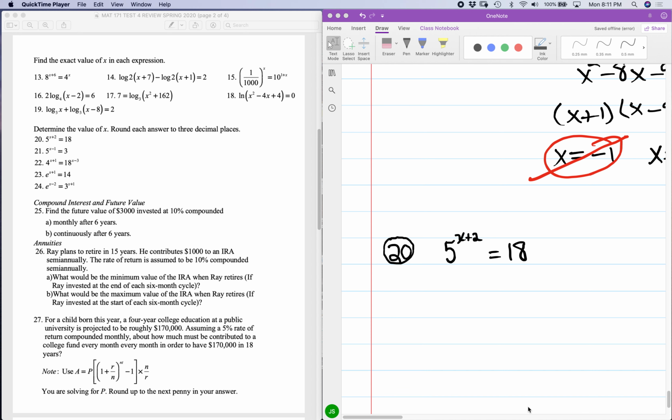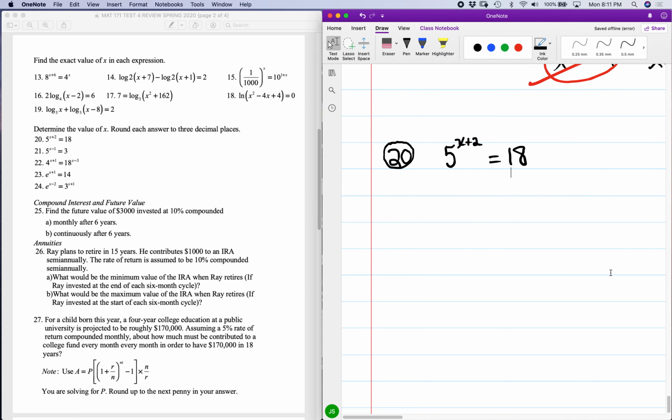Okay, for what we have in number 20, we have an exponential equation that has unlike bases, and there will be unlike bases that share no common base. Here we have 5 to the x plus 2 is equal to 18, and x appears only on one side of the equation, and what I can do here is write the left-hand side in terms of x plus 2.